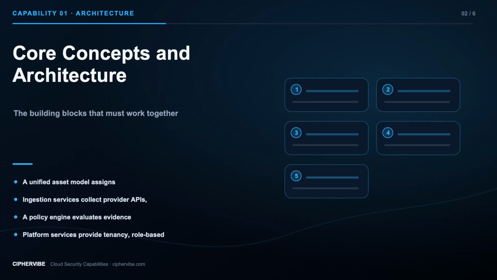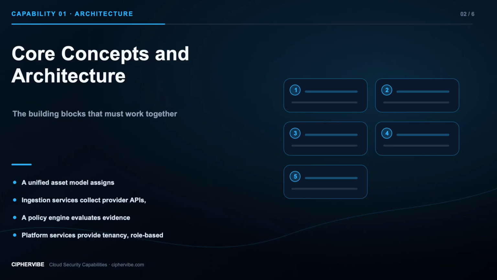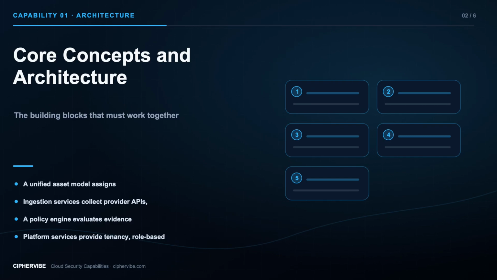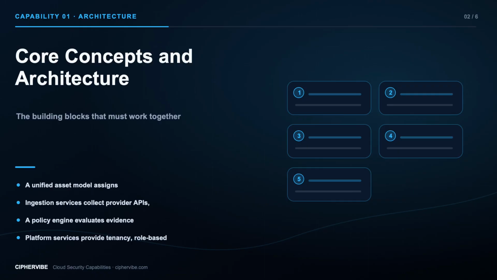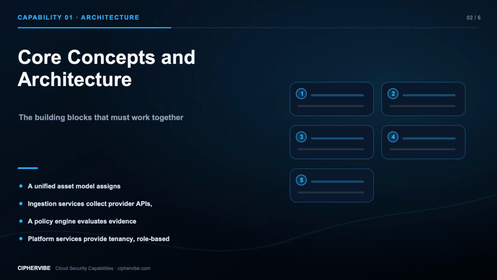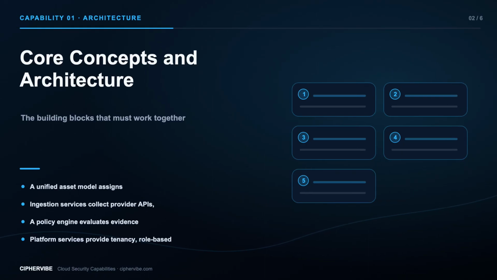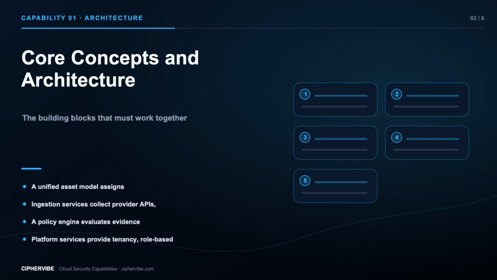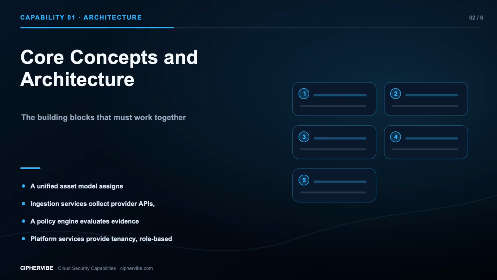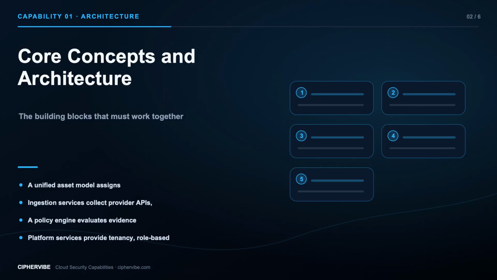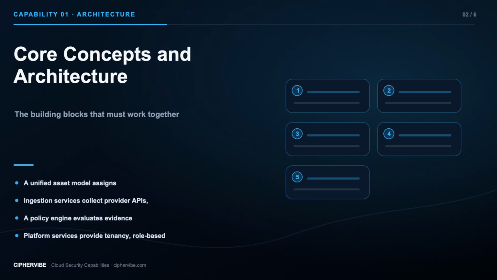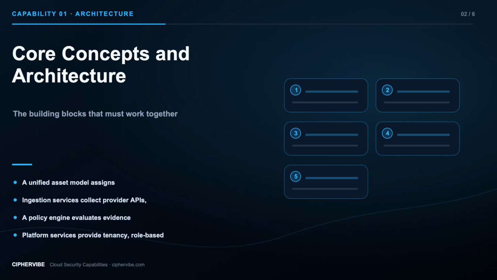Third, a policy engine evaluates evidence consistently, supports exceptions with owners and expiry dates, and separates detection logic from presentation. Fourth, platform services provide tenancy, role-based access, audit history, search, reporting, notifications, retention, and reliable application interfaces. These concepts need shared identity, timestamps, provenance, ownership, and access control. Every summarized risk should link back to its source evidence and disclose missing information.